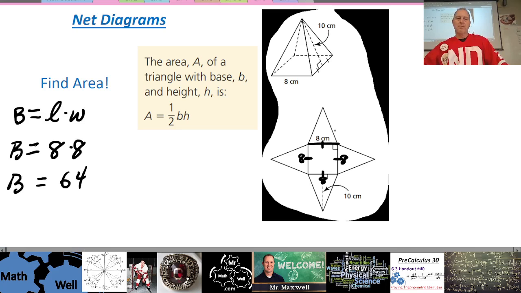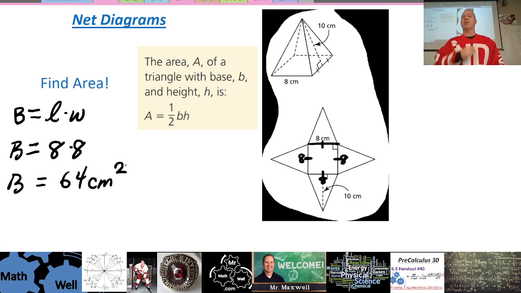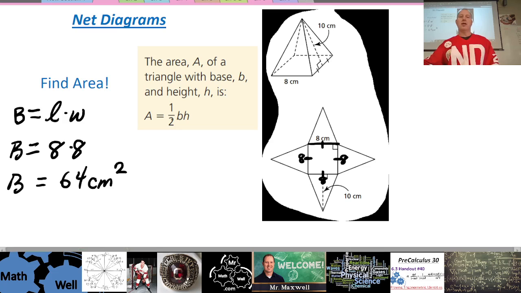What's my units? Centimeters squared. Thank you. The units, if you're finding area, is always squared with an exponent of 2 on the top. Okay? It's not just centimeters. The area is centimeters squared. It's the unit squared. Awesome. Okay, so that's the base we've got taken care of.